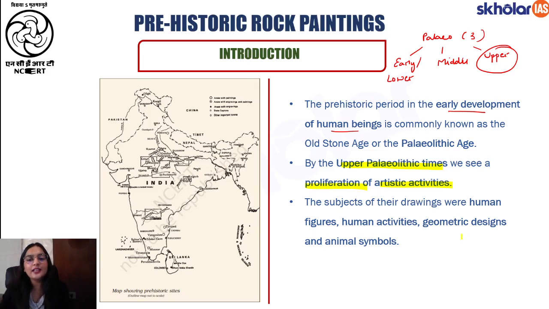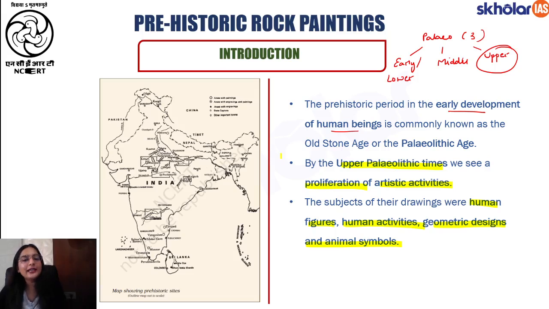So basically students, there were drawings which consisted of human figurines. Then there were human activities that were depicted. Also there were geometric designs and animal symbols. Now students, these themes are very important for our understanding of what our ancestors were doing in that time period, and that is why all the themes that are depicted are very important to us, and we need to know that these were the subjects that were being depicted.